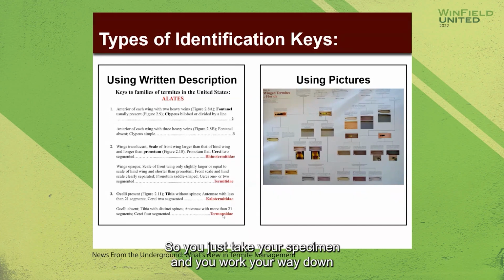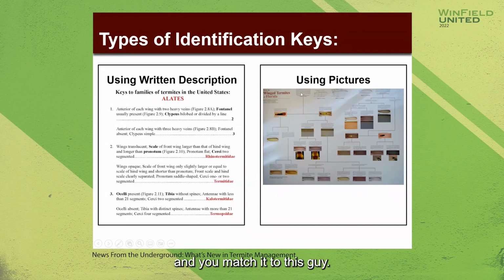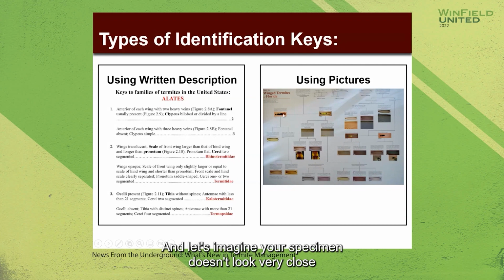The other keys you'll find online in particular are picture keys. You take your specimen and work your way down, matching it to this picture. Let's imagine your specimen doesn't look very close to this one. So you go to this side, and it turns out mine looks very similar to this picture. Then you go to the next set of pictures and work your way through the key that way.